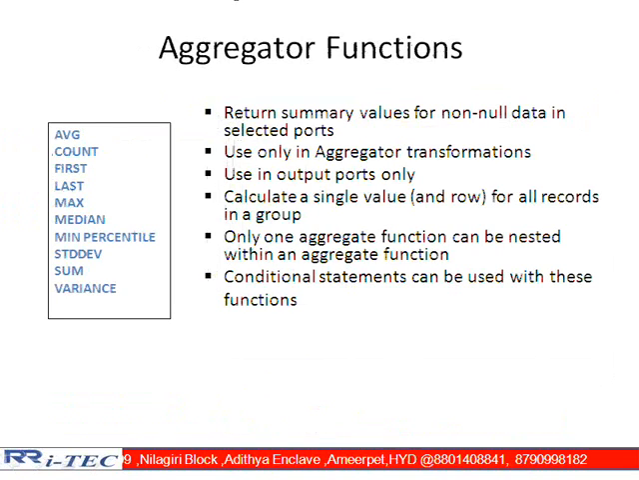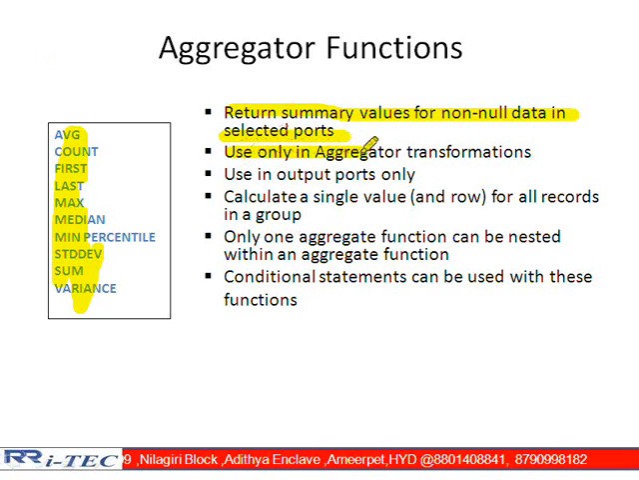Now, these are the aggregate functions available: average, count, first, last, median, min, percentile, and so on. They return summary values for non-null data in selected ports. So whenever you are doing sum operations, you should not have any null values in the column. If I have null values, then what is going to happen, sir? The total value becomes null, right? Let us say 10 plus null. What is the result? Null only. That is why you need to make sure that whenever you are applying aggregate functions, there should not be any nulls.